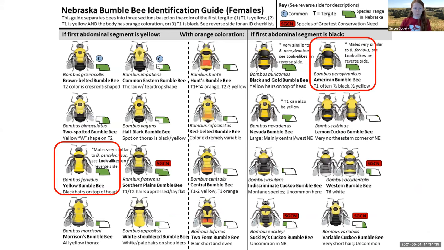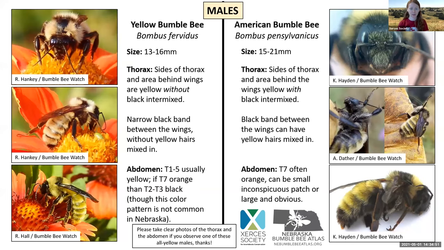And then the next one is the males of Bombus pennsylvanicus, the American bumblebee, and Bombus fervidus, the yellow bumblebee. And somebody was asking about more yellow on males, and that is the case in the American bumblebee. You can see that this bee here, the American bumblebee male, has a lot of yellow on it, and it looks very similar to the yellow bumblebee.